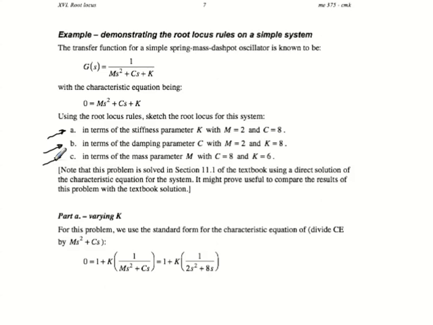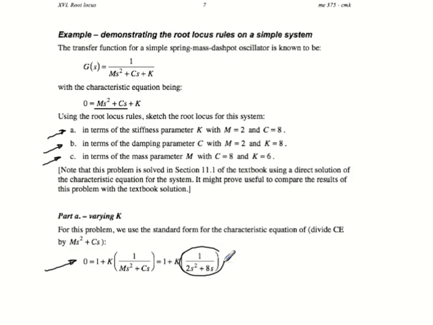Okay, in part A, if we're going to be varying K, we're going to treat K just like our gain parameter for a closed loop feedback system. So what we want to do is make the leading term here a 1. So we'll divide through by ms squared plus cs like this. And what we see is that we get a characteristic equation that looks in form just like what we have for the closed loop feedback loop.